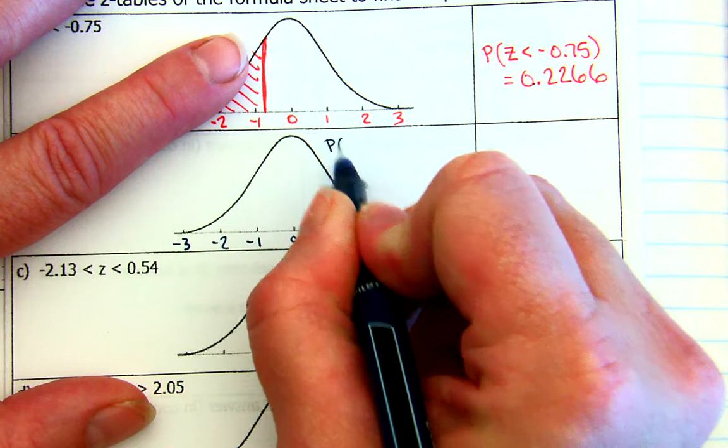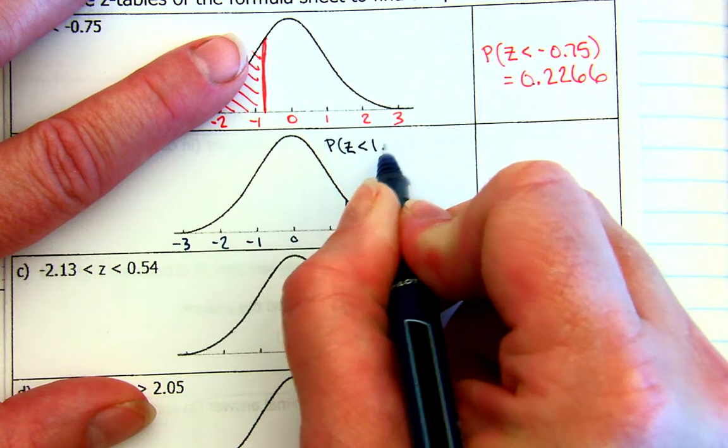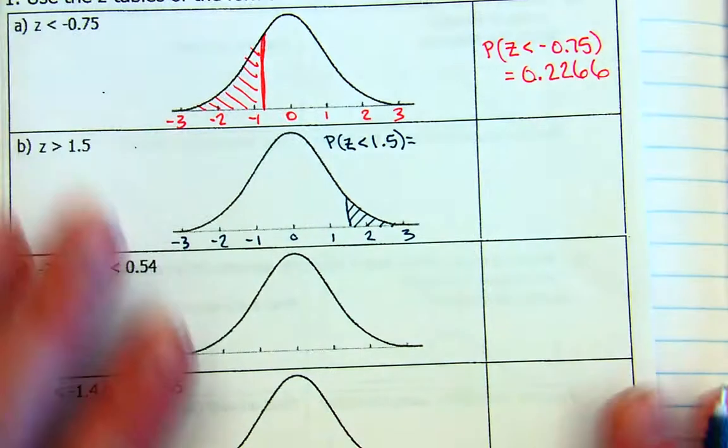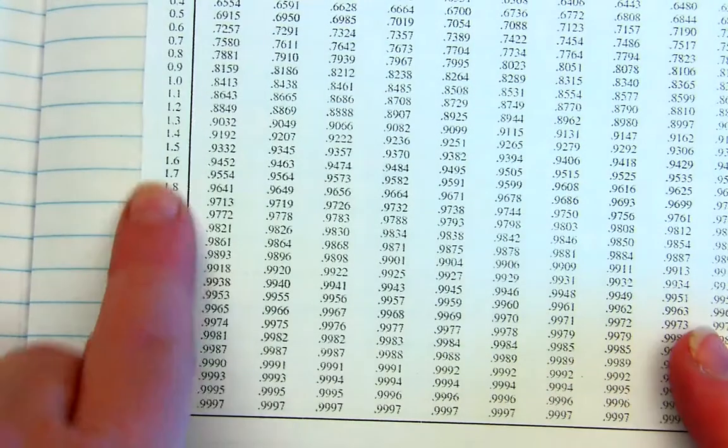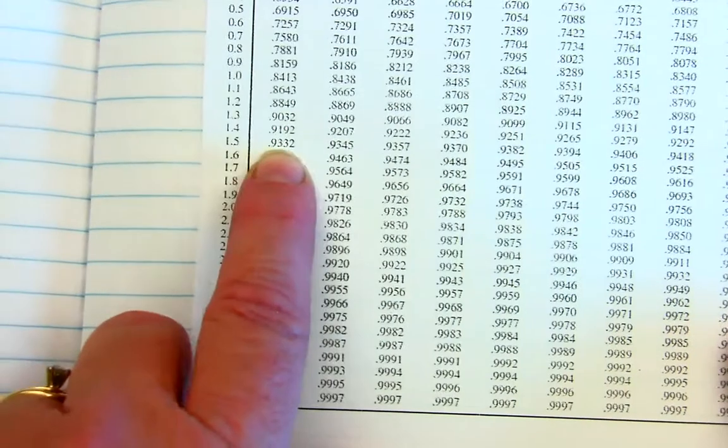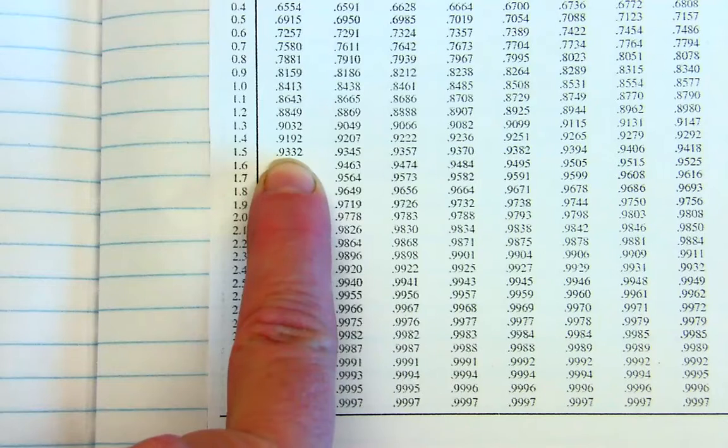So the probability z is less than 1.5. I can find that on the table. So I'm going to go to page 9 with my positive values. I'm going to look at 1.50. So that's going to be right here, 0.9332.